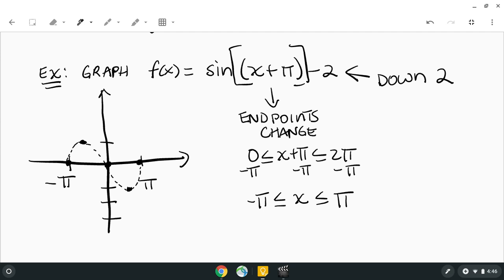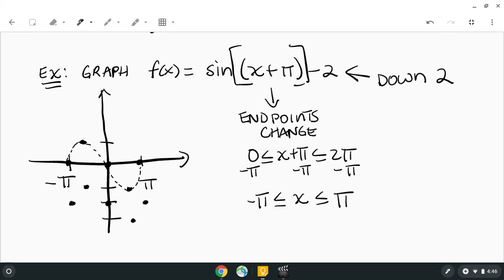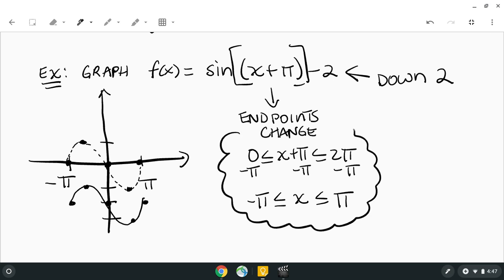This isn't the final graph because now we have to shift it down 2. So now I'm going to take all 5 of these points and shift them down 2. So 1, 2, 1, 2, 1, 2, 1, 2, and 1, 2. So now that takes care of all of the transformations. It takes care of my horizontal transformation and my vertical. So my final graph will be like that.